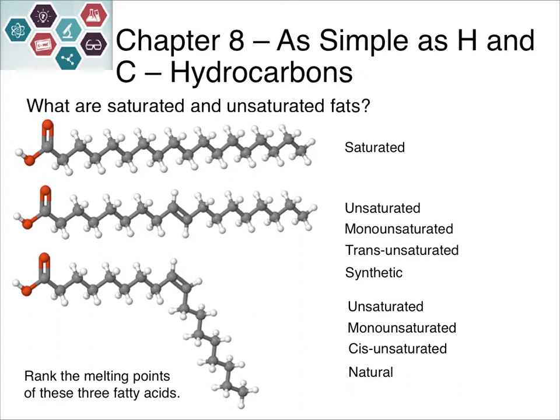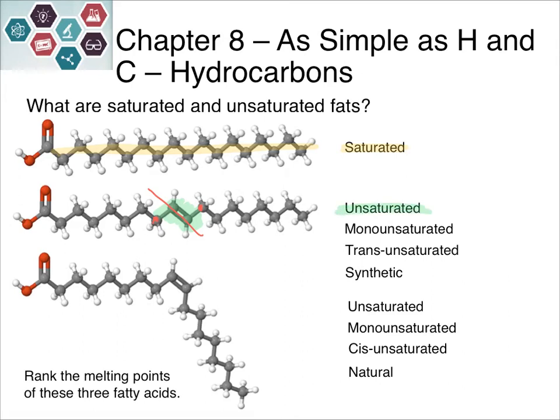Here's a few more examples. If we look at this first structure, everything is carbon-carbon single bonds. So we call that saturated. The second example here, we do have a double bond. And if we check the orientation around that double bond, it is trans. So because there's a double bond, it is unsaturated.